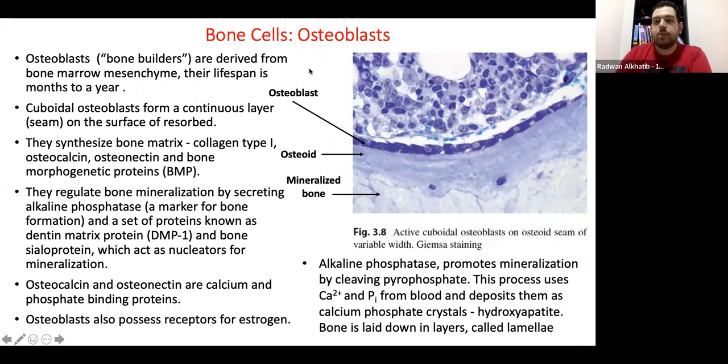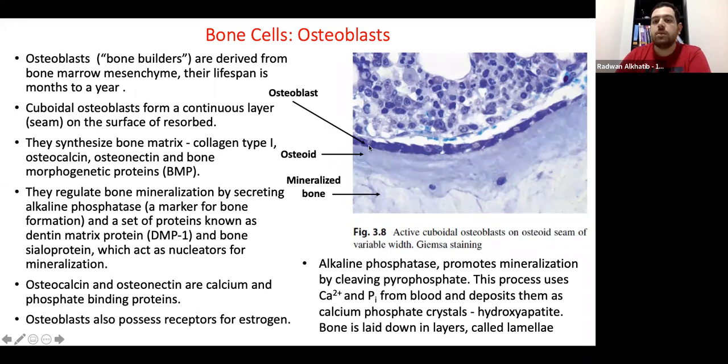Next is the osteoblast. After we've destroyed, let's say, this part of the bone, now we want to build it again, right? Because we need to renew the bone. We do that by the osteoblast cells, which are the bone builders, and they are derived from the bone marrow mesenchymal cells. So remember, the osteoclasts were derived from the monocyte, which is a blood cell, while the osteoblast is derived from the mesenchyme. So basically, a group of osteoblasts will line the area.